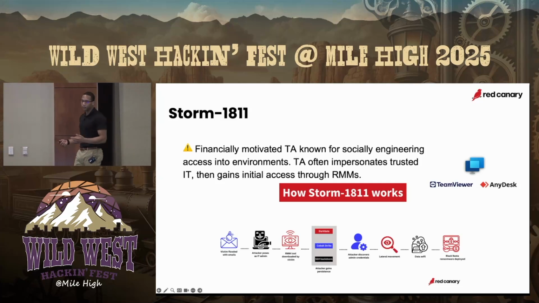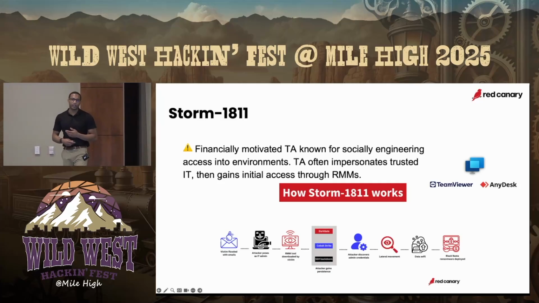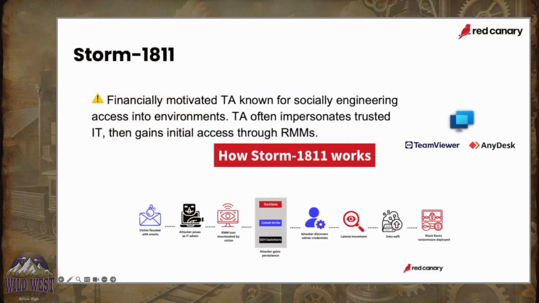So how Storm 1811 typically works is that they will flood a victim's email. They will then pose as IT and say, hey, I can help solve all these problems. Just let me get remote access to your device. Very simple. And what we have recently seen from this point forward is that they will deploy Cobalt Strike and create SSH backdoors. And in the worst case scenario, they find administrative credentials. They go ahead and move laterally throughout an environment, perform data exfil, and then deploy ransomware.